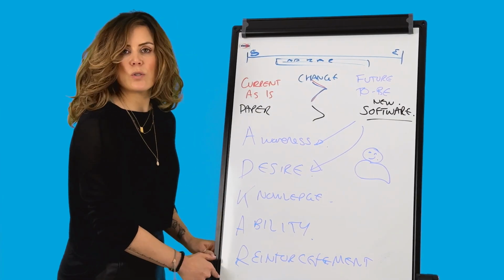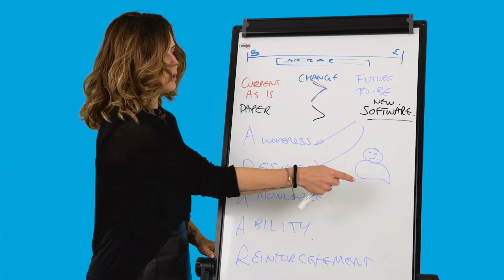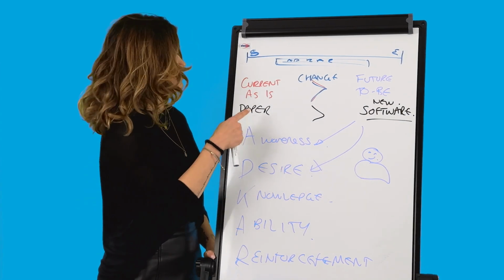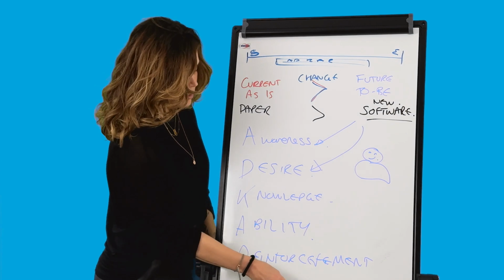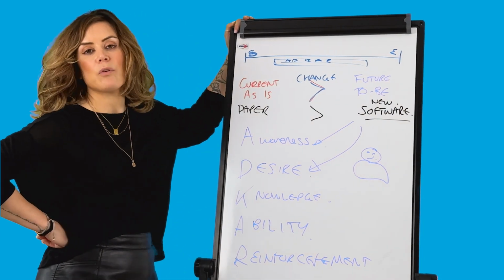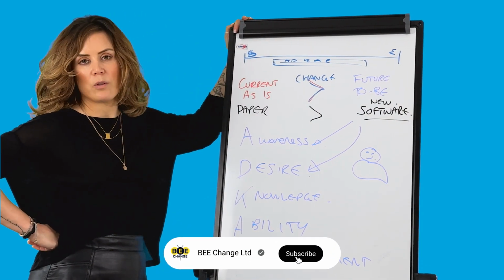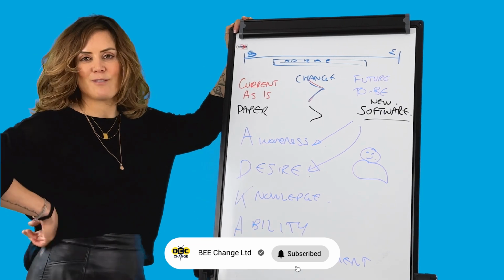By supporting Susan with the ADKAR approach, you will have a happy Susan that is more willing to let go of this to get to that. So if you can think of a scenario where somebody is going to go through an individual change based on their roles, maybe ADKAR's for you.